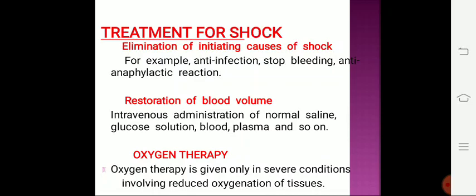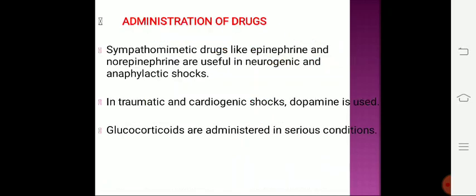Oxygen therapy may have some beneficial effects. In general, it does not have marked effects since the hypoxia of shock is of the anemic or stagnant type and not of the hypoxic type. And this oxygen therapy is given only in severe conditions involving reduced oxygenation of the tissue.